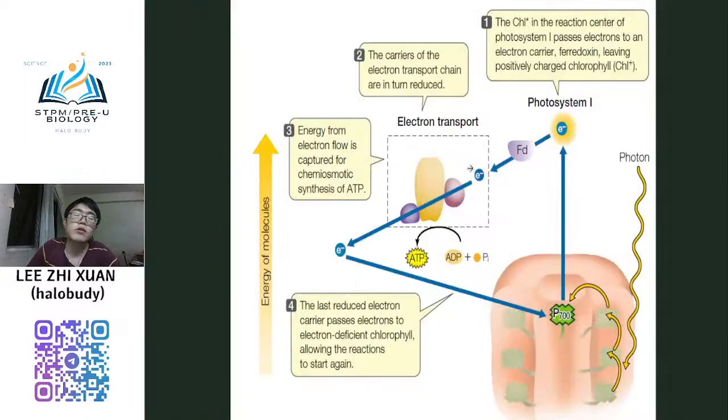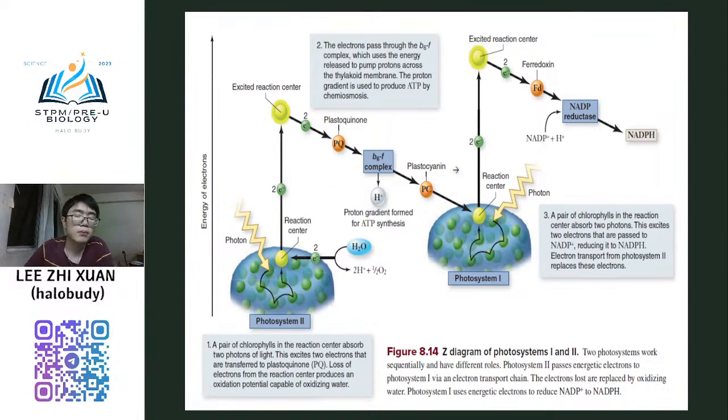So normally, the difference between cyclic and non-cyclic has already been mentioned many times. I hope you can understand. Non-cyclic involves both photosystems, but the cyclic only involves PS1. PS2 is not involved. This is the first difference. The second difference is the production of energy. Non-cyclic produces both ATP and NADPH, but the cyclic only produces ATP.